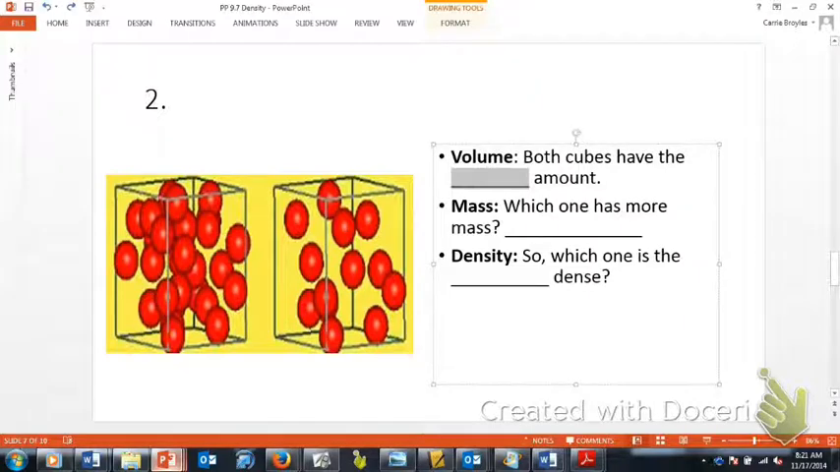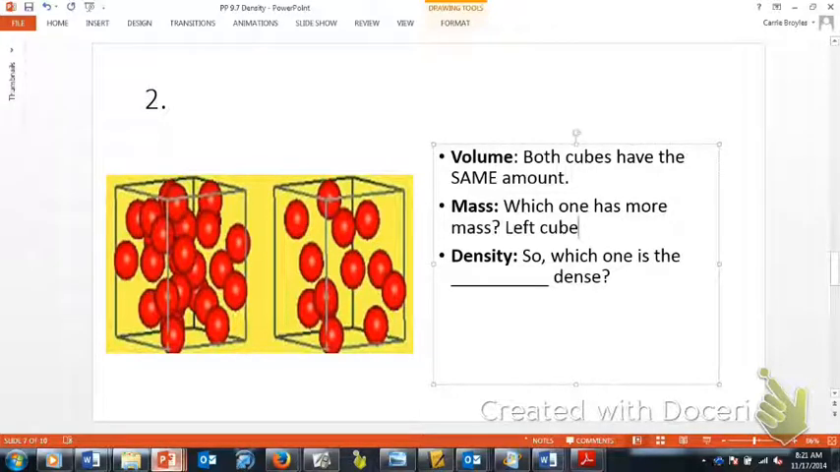Okay, so for the next example, number 2, we're looking at both cubes taking up the same amount of space. So when we look at the volume, we're going to say that they have the same amount. Since we also have to look at mass with density, it says which one has the most mass. If you look at the two cubes, the one that has the most number of particles in it is the one on the left. The one on the right has the least number. So without actually knowing a certain number of mass, we're just basically looking at the number of red circles inside of there.